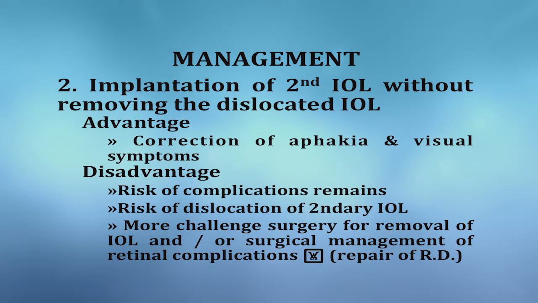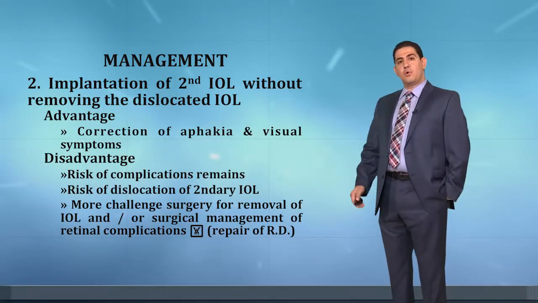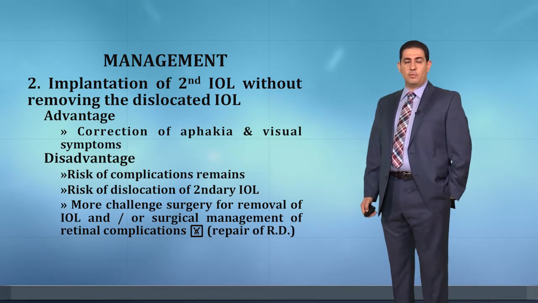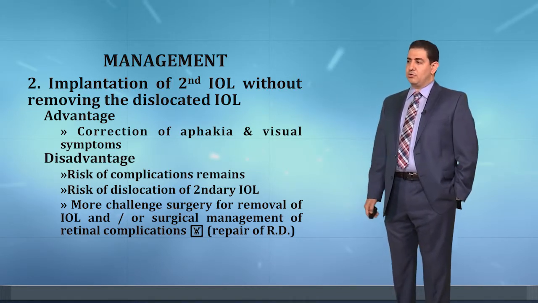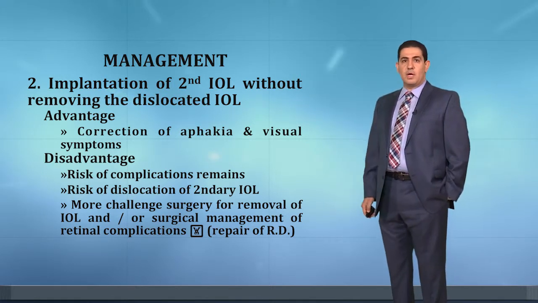The second line of management of dislocated IOL is implantation of a secondary IOL without removing the dislocated IOL. The advantage is correction of aphakia and visual symptoms. The disadvantages: the risk of complications remains, and there is a risk of dislocation of the secondary IOL also. If it happens and the second IOL dislocates, or the patient has a retinal detachment or any problem that needs vitrectomy, it is a very challenging surgery. And for me, I don't recommend doing this at all.